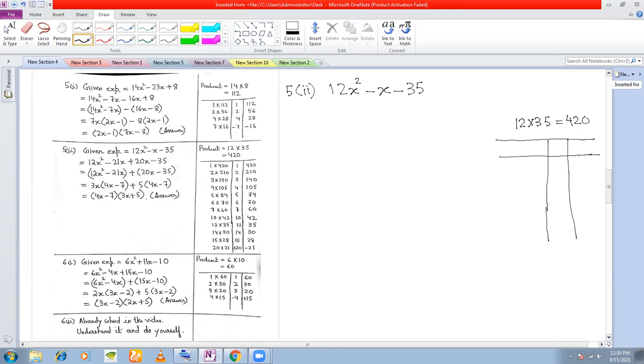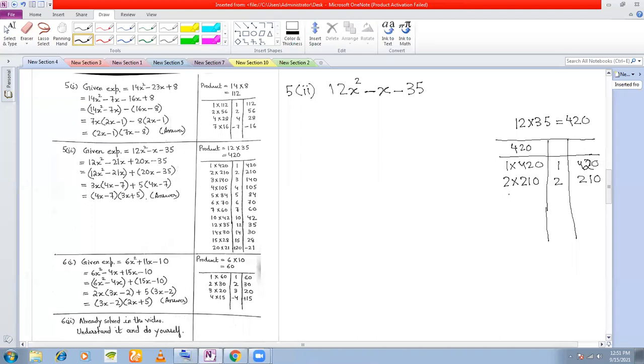So what are the factors here? First, 1 into 420. Factors are 1 and 420. Will 1 and 420 give you minus 1? No, sir. So we reject this. Next, we divide 420 by 2 and multiply 1 by 2. So how much do we get? 210. So the next factors are 2 and 210. Will 2 and 210 give you minus 1? No way it can give you minus 1, right?